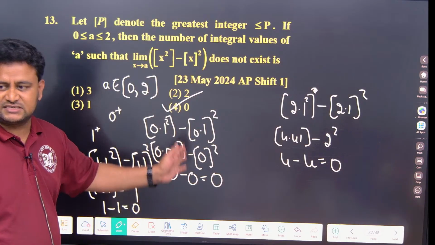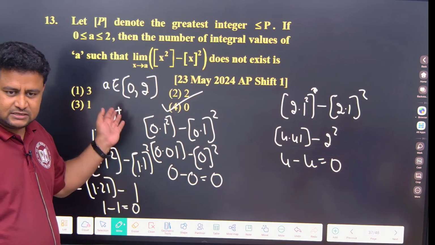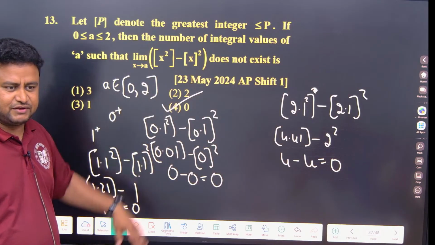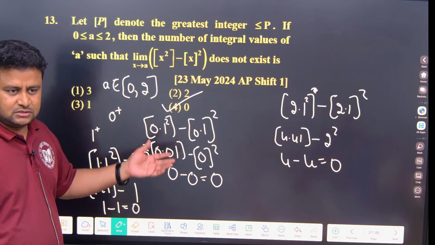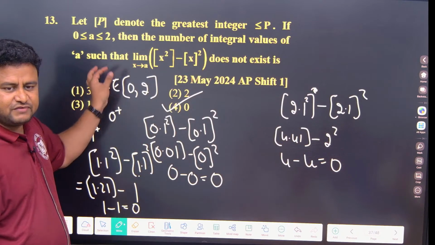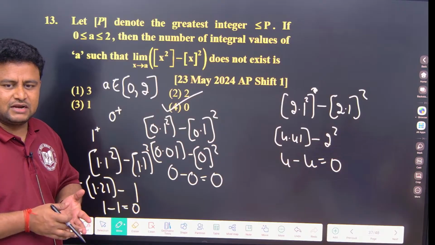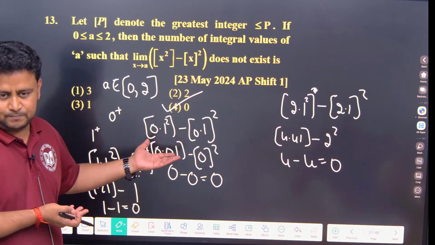That means you are getting the same value. It is existing LHL, RHL, LHL, RHL, LHL, RHL. You are getting the same value. It is existing everywhere. You cannot say it does not exist. So the number of integral values of a where it does not exist means it is existing, no. So the number of integral values of a where it does not exist is 0.